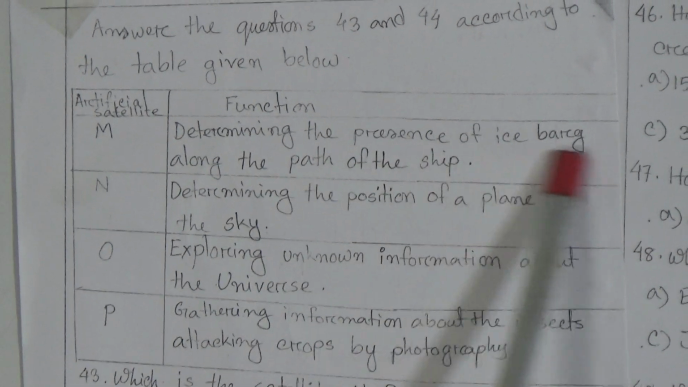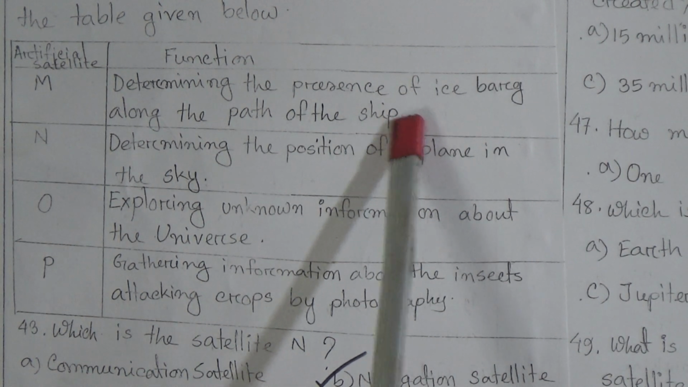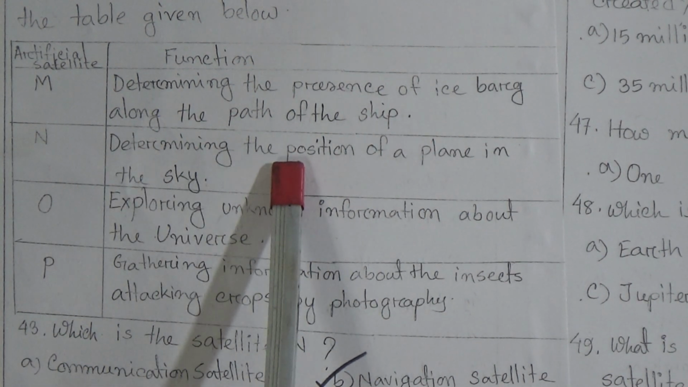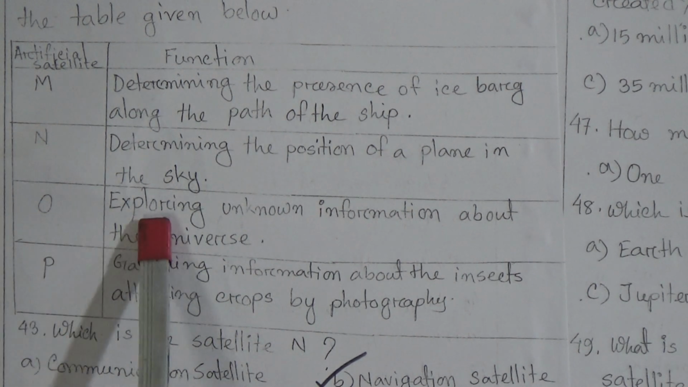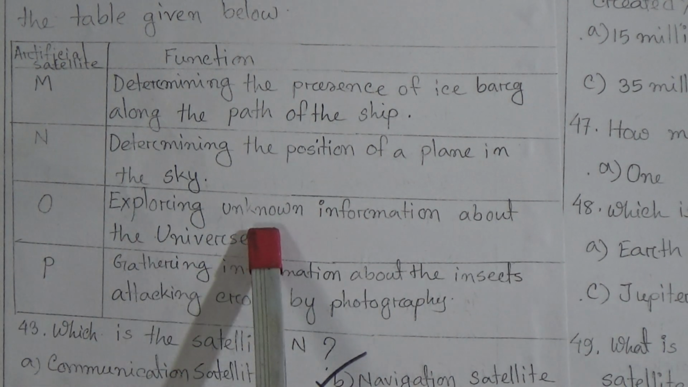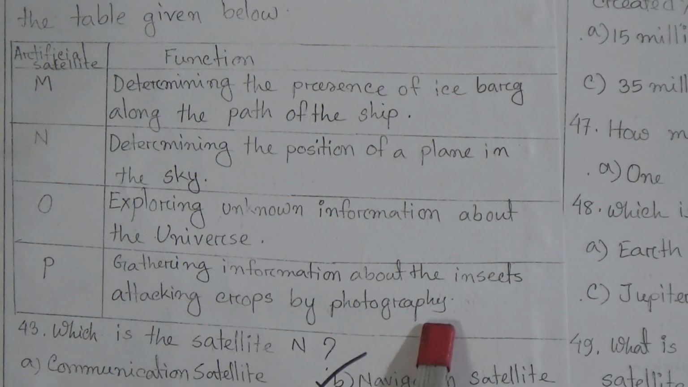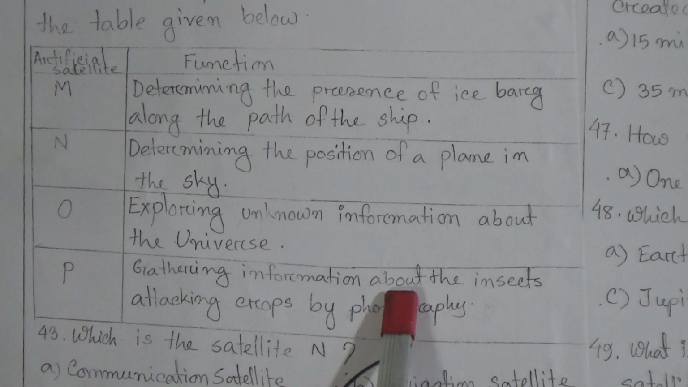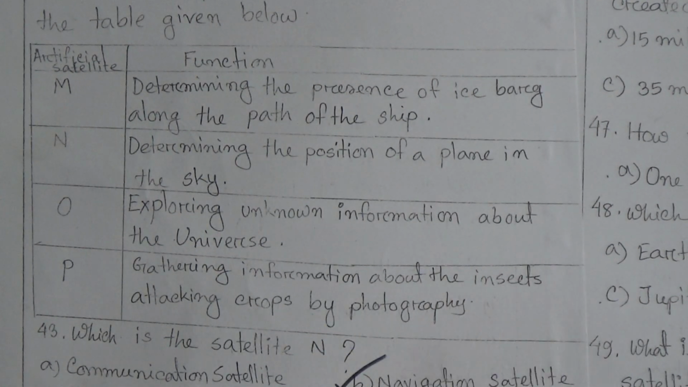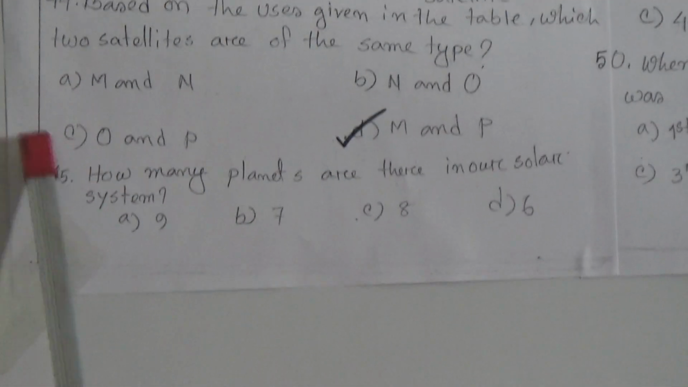M determines the presence of icebergs along the path of the ship. This is an Earth observation satellite. N is a navigation satellite. Just now we solved 43 and got the answer from there. O explores unknown information of the universe. This is an astronomical satellite. And P gathers information about insects attacking crops by photography. This is also an Earth observation satellite. So, dear students, we got that M and P are the same category of satellite. So, we put a tick mark on D, where M and P is written. Now, come to the next question.